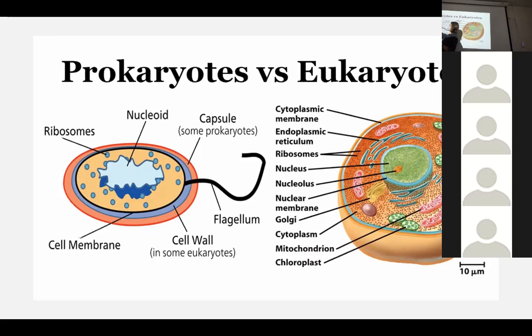They do have ribosomes, which is something that prokaryotes and eukaryotes have in common. So eukaryotes have ribosomes, prokaryotes have ribosomes. Those make proteins. So we'll talk about that, but those are the protein organelles. And then there is some kind of cell membrane. There's a cell membrane in both.